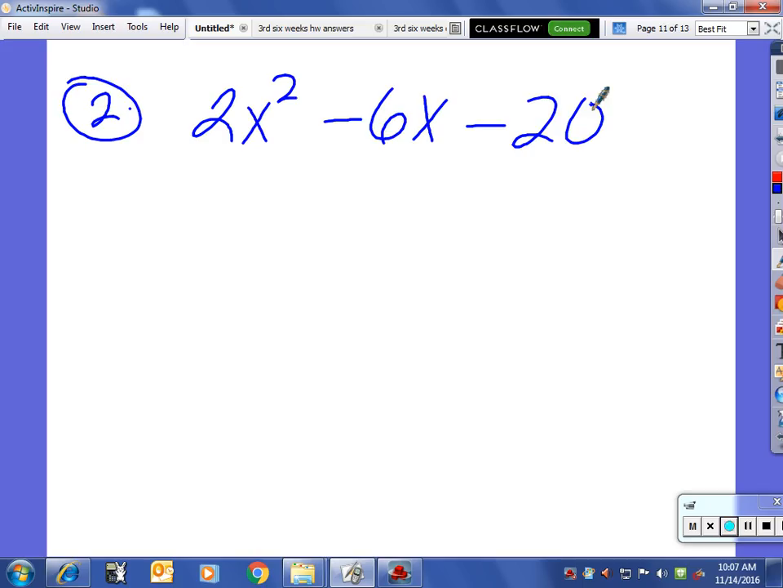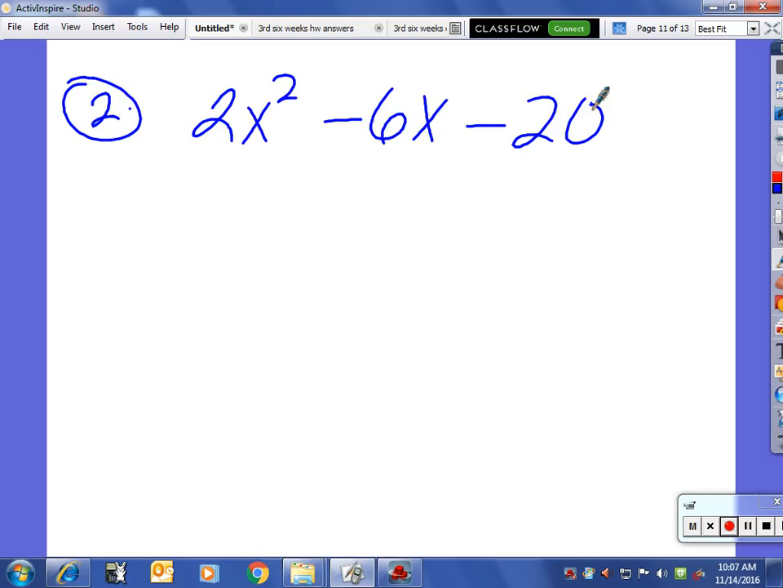How many factors should I have when I'm done? 2. How do I know that? Because of my exponent of 2. Now let me just tell you, the factors have to be something that's got an x in it to count as one of my official 2 factors. There is a GCF here. What is it? Not a 2x, just a 2.